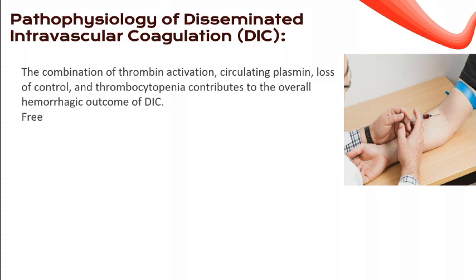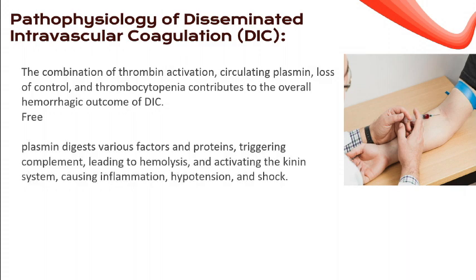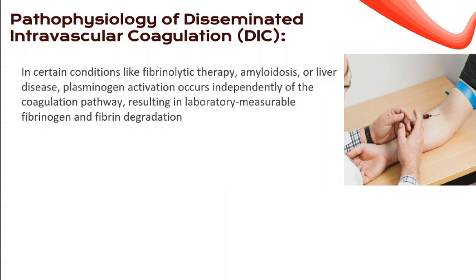But wait, there's more. Free plasmin doesn't stop at digesting fibrinogen and fibrin. It triggers the complement system, leading to hemolysis, and activates the kinin system, causing inflammation, hypotension, and shock. It's like a domino effect affecting multiple systems. DIC can be triggered by various conditions like fibrinolytic therapy, amyloidosis, or liver disease. In these cases, plasminogen activation occurs independently of the coagulation pathway, resulting in measurable changes in lab tests.